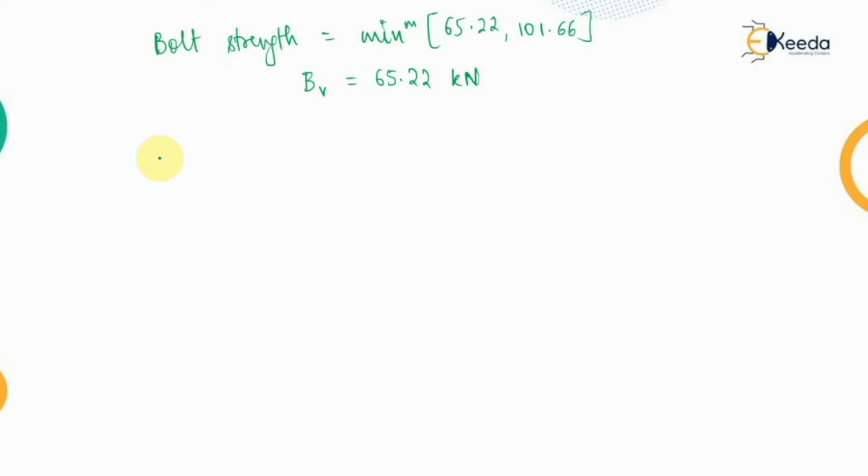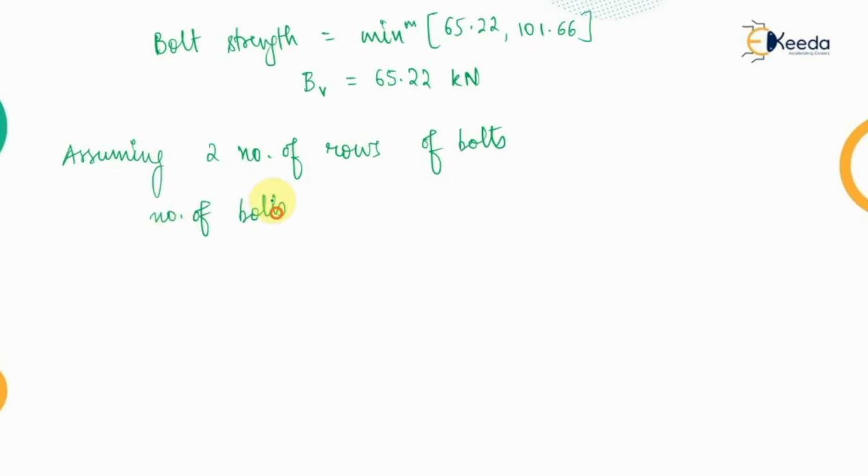Now we need to choose the suitable number of rows. So assuming that we are providing two rows of bolts, that means the n dash value is equal to 2. Therefore, we need to calculate the number of bolts in a row.